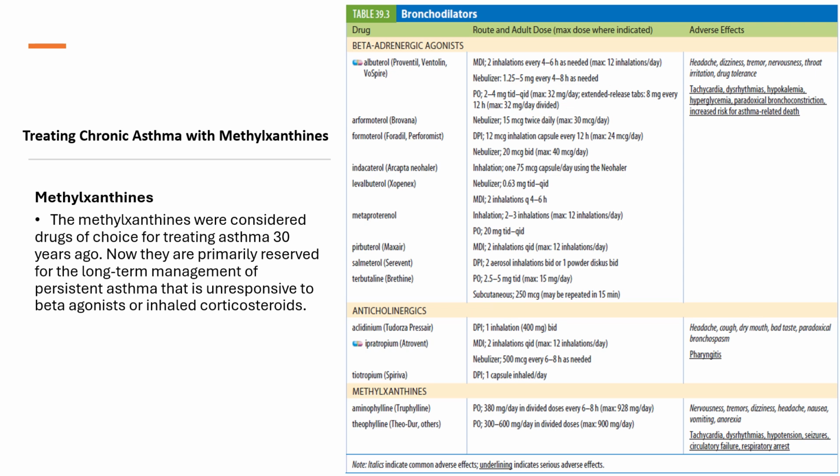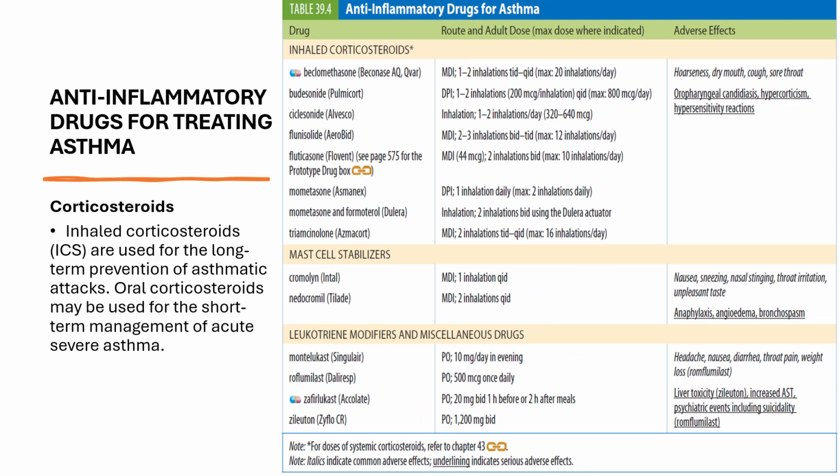Having been largely replaced by safer and more effective drugs, theophylline is currently used primarily for the long-term oral prophylaxis of asthma that is unresponsive to beta agonists or inhaled corticosteroids. Corticosteroids, also known as glucocorticoids, are the most potent natural anti-inflammatory substances known. Because asthma has a major inflammatory component, it should not be surprising that drugs in this class play a major role in the management of this disorder.